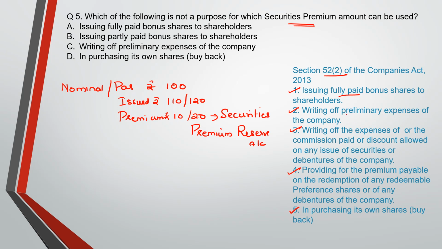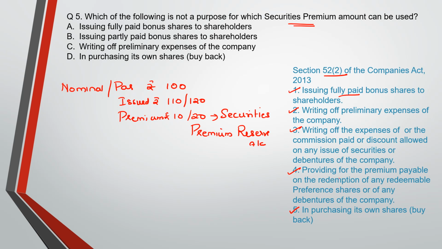To write off those, you can utilize the balance in the Securities Premium Reserve. Writing off the expenses of, or the commission paid or discount allowed on, any issue of securities or debentures of the company. So when you're issuing securities or debentures of the company, there might be several expenses incurred or commission required to be paid, or discount might be allowed. When it is debentures, they can be issued at discount as well. And those expenses could be written off using the balance in the Securities Premium Reserve account.